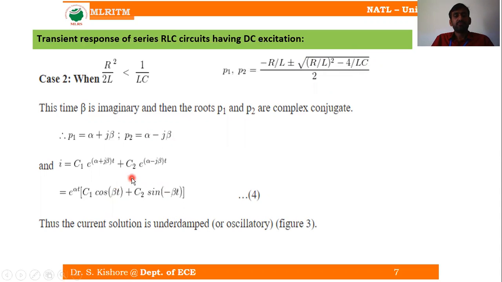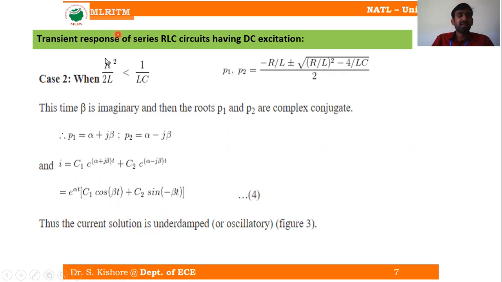So in that case, substituting here, taking e power alpha t as common, and we know the formula e power j theta is cos theta plus j sin theta, and e power minus j theta means cos theta minus j sin theta. We have those formulas. If we substitute them here, taking e power alpha t as common, we can have C1 cos beta t plus C2 sin of minus beta t.